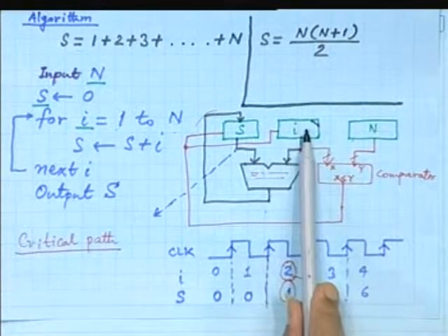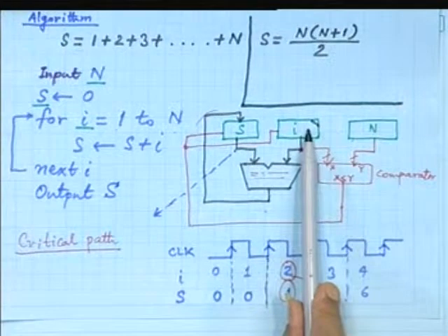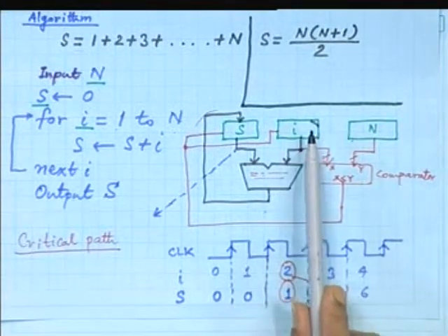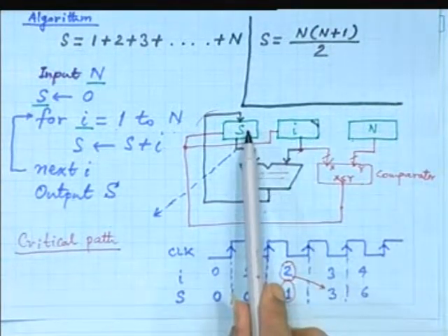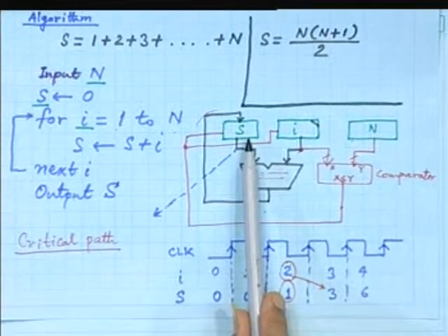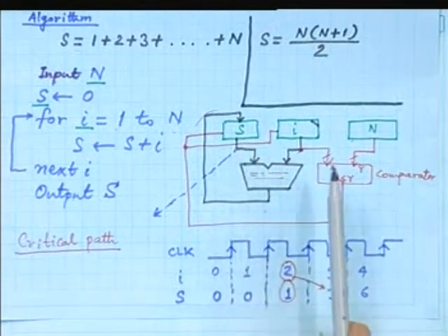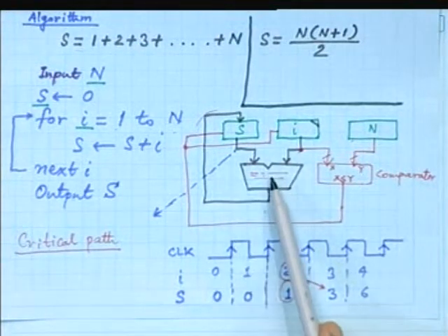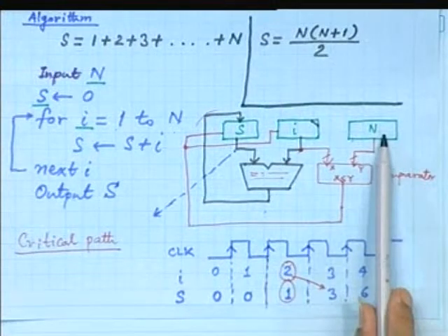What about this counter? It is changing its state in every clock cycle. So it is quite well utilized, we can say. Similarly, this one also, in every clock cycle, the register S is getting updated. Okay. Now, what about the adder? It is adding in every cycle, it is getting different data, so it is also working. What about this register N and comparator?